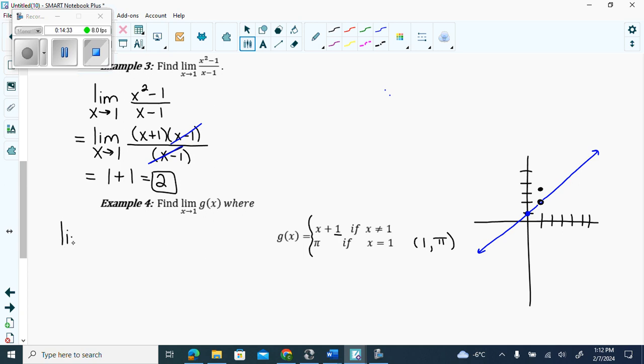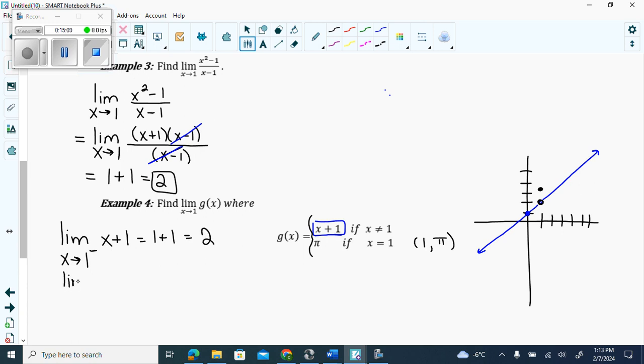So I do the limit as x approaches 1 from the left. Now I need to pick which equation represents less than 1. What equation represents less than 1, the top or the bottom? The top. This one represents anything but 1, right? So I would plug it into that one. So I have x plus 1, and then I get 1 plus 1, which is 2.